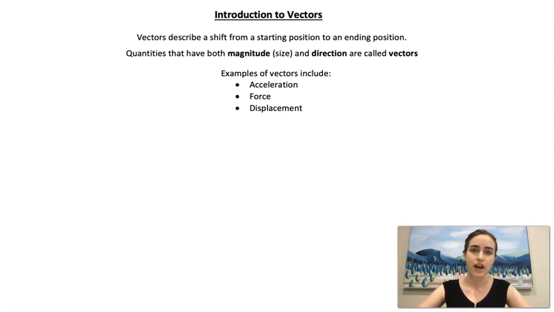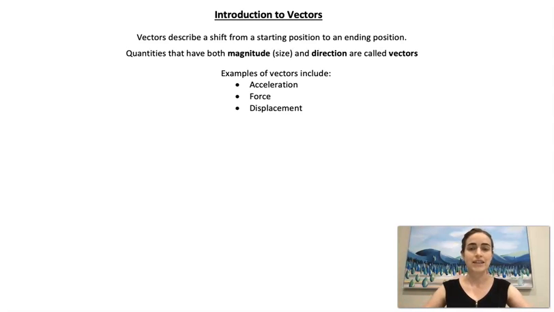A vector describes a shift in position from a starting position to an end position. A vector has both magnitude, which is size or length, and it also has direction. So from a starting position, it's telling us how far it's going and in what direction. For example, acceleration, force, and displacement are all examples of vectors.